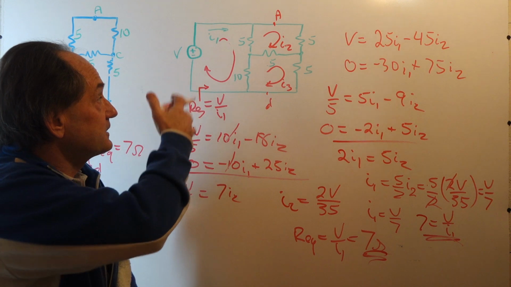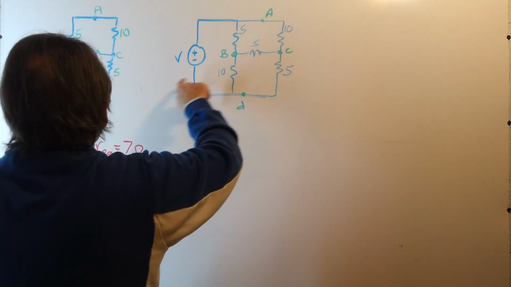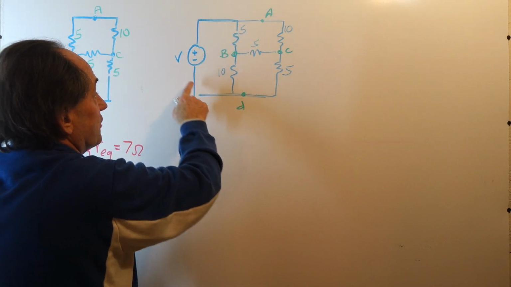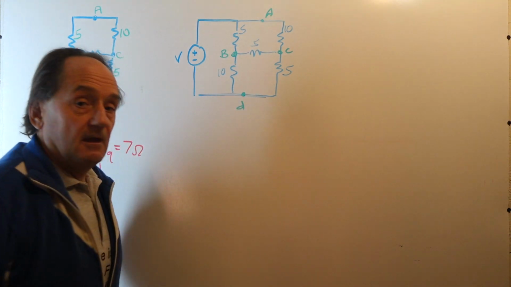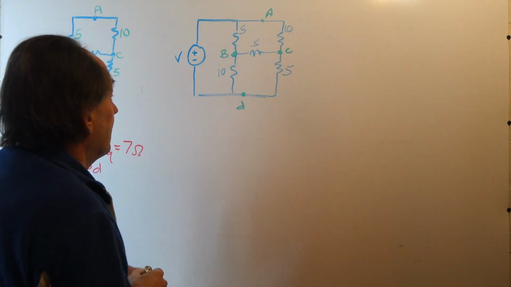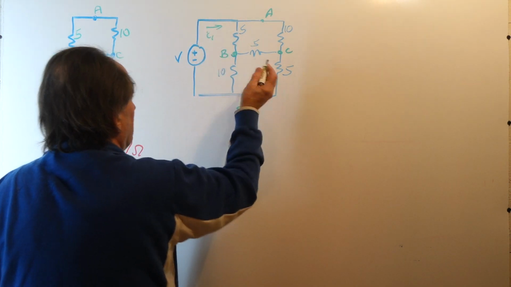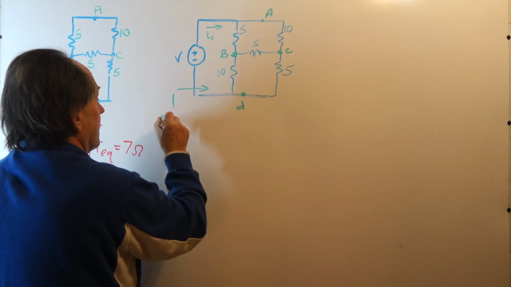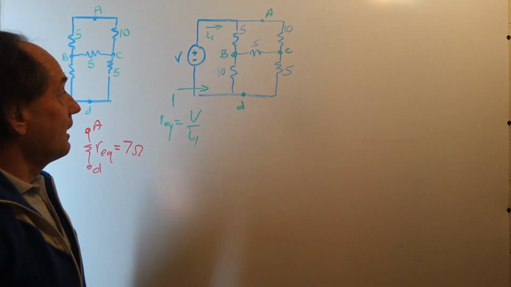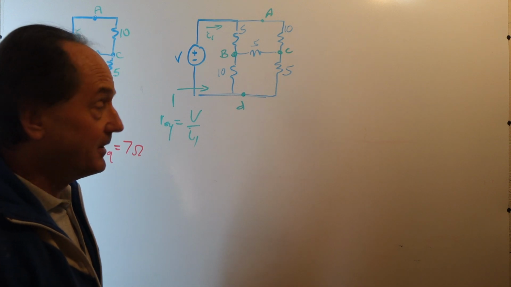Now I will solve this using nodal analysis. Now I've redrawn the network here, and again we're driving the network with a voltage source between nodes A and D. But now we'll use node voltage or nodal analysis to find current I1. Because what we want to find ultimately is our equivalent, which is V over I1. Well, in nodal analysis, we use Kirchhoff's current law at each of the independent nodes.